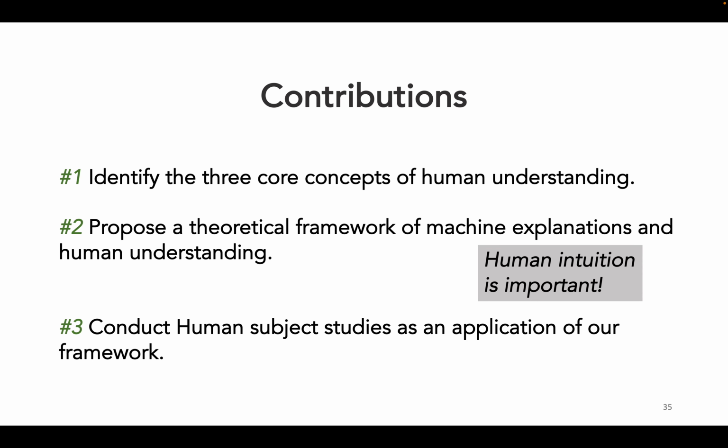In summary, our work has three contributions. First, we identify three core concepts of human understanding, and then we propose a formal framework to discuss machine explanations and human understanding. And our key finding from the formal framework is that human intuition is important. Finally, in our human studies, we showcase an application of our formal framework. The experiment provides a possible way to incorporate human intuition for effective machine explanations.